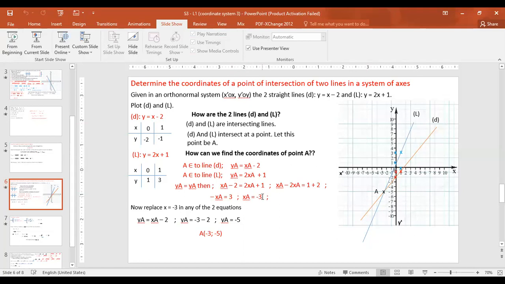To get the ordinate of A, this abscissa, we replace it in any of these 2 equations. We can replace it in equation 1 or in equation 2, we will get the same answer. So after replacing XA in equation 1, we get YA is equal minus 5. So the coordinates of A, which is the point of intersection of the 2 lines L and D, are minus 3, minus 5. So A has abscissa minus 3 and has ordinate minus 5.